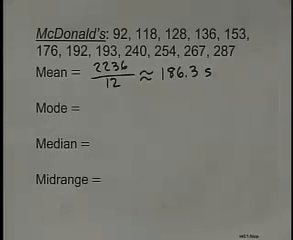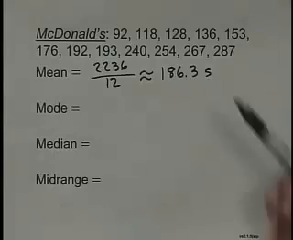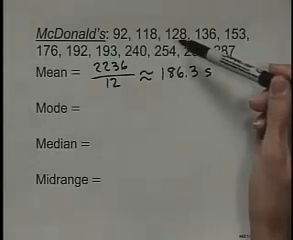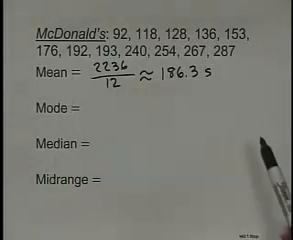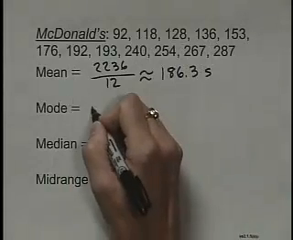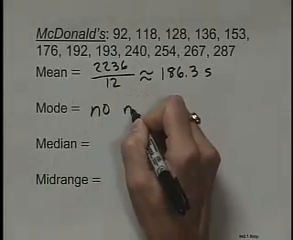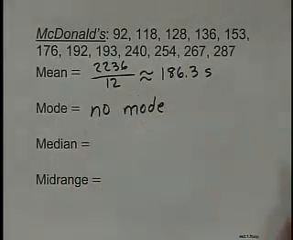Then mode, we'd say, which data point is repeated the most often? If you look at these data points, you'll see none of them are repeated. They're all different values. So either none or no mode, or somehow you'd express that there is no value repeated more than the others.